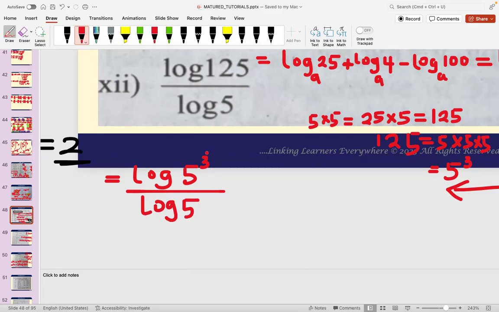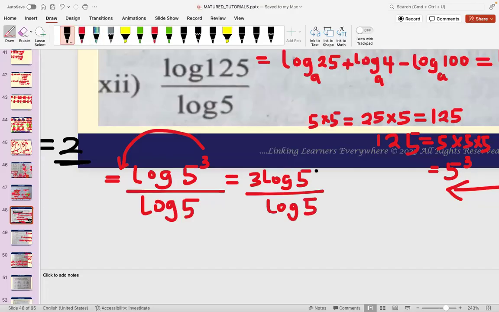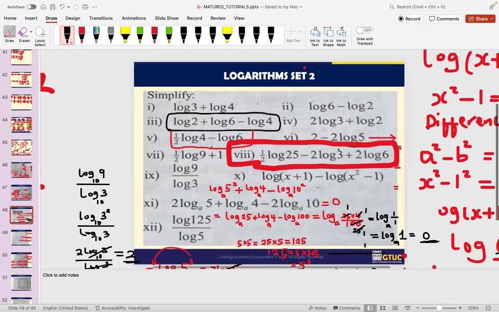We don't entertain powers in log, so we send this one to the back of the log, and we can rewrite it as 3 log 5 divided by log 5. Then we can do some cancellation. Log 5 will cancel log 5. And then our final answer will be 3. And that is the last question we have solved on the logarithms.